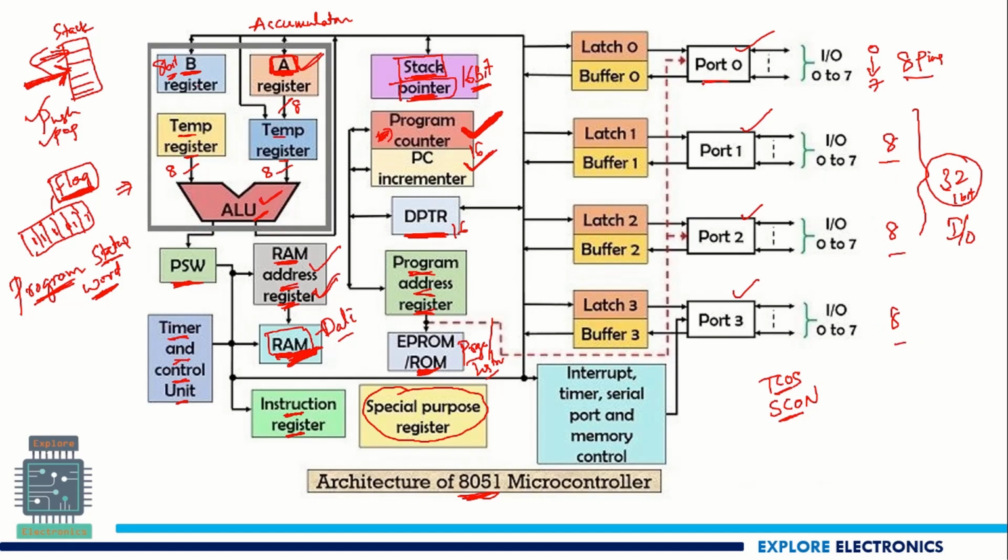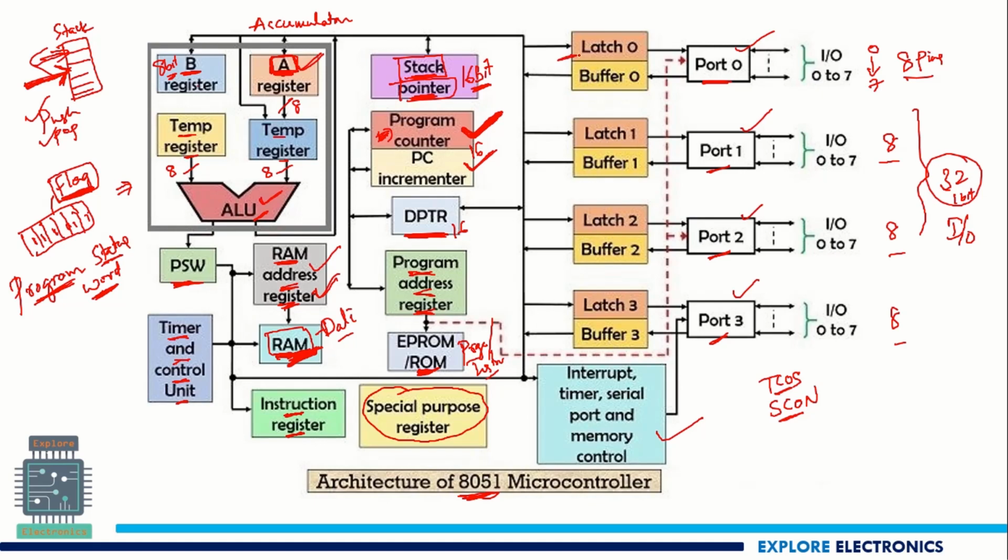So particularly port 0 will be used for some purpose, port 1 will be used for some purpose, port 2 will be used for some purpose, and port 3 will be used for some particular purpose. And you can see here there are interrupt, timer, serial port, and memory control ports also there. So this is the complete architecture of 8051.